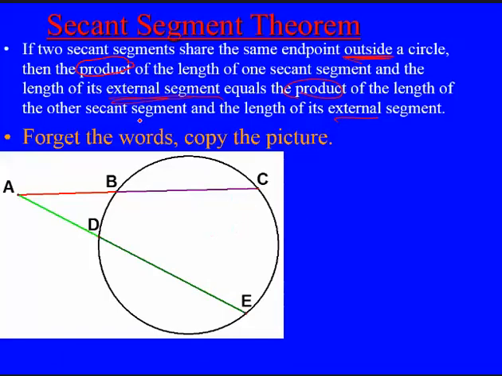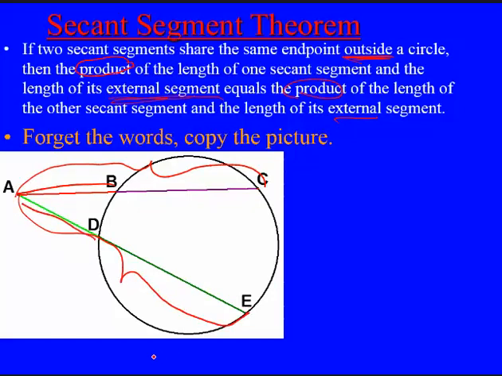So what this is saying is we're going to take the whole thing and we're going to multiply it by the outside part. And that is going to equal this whole thing multiplied by its outside part. So AB times AC equals AD times AE. Okay. Whole times outside equals whole times outside.